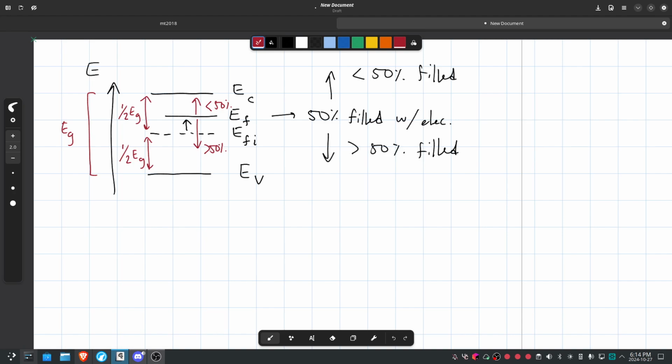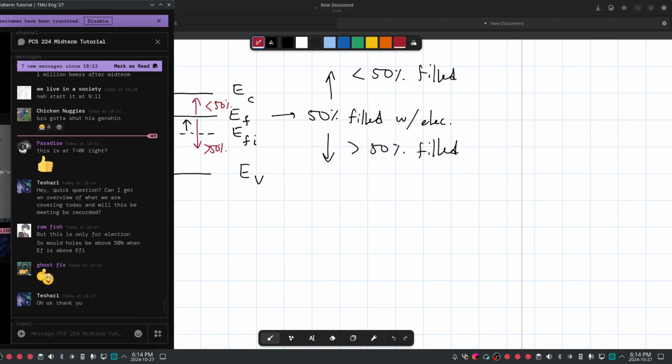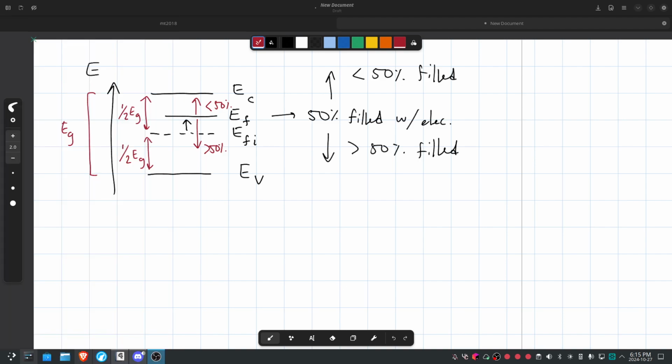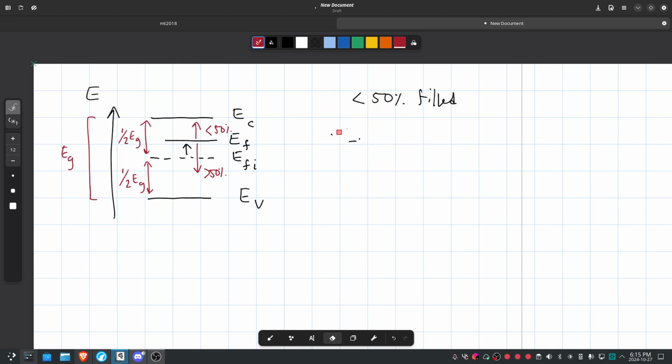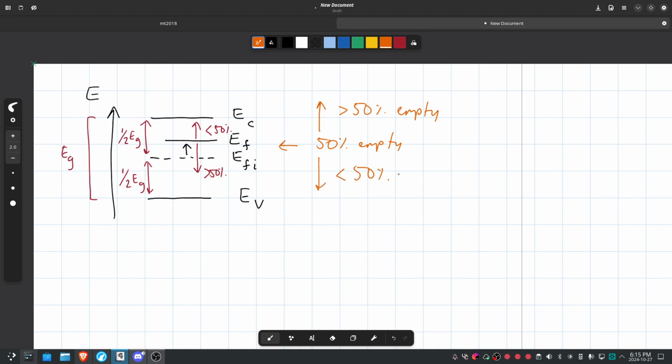So would holes be above 50% when EF is above EFI? Yes. So all of this stuff would be the opposite if we talk about holes. So this is all electrons. If we were to talk about holes, this would be 50% empty. That's what a hole is. A hole is empty. Above here, it's going to be bigger than 50% empty. And below, it's going to be less than 50% empty.